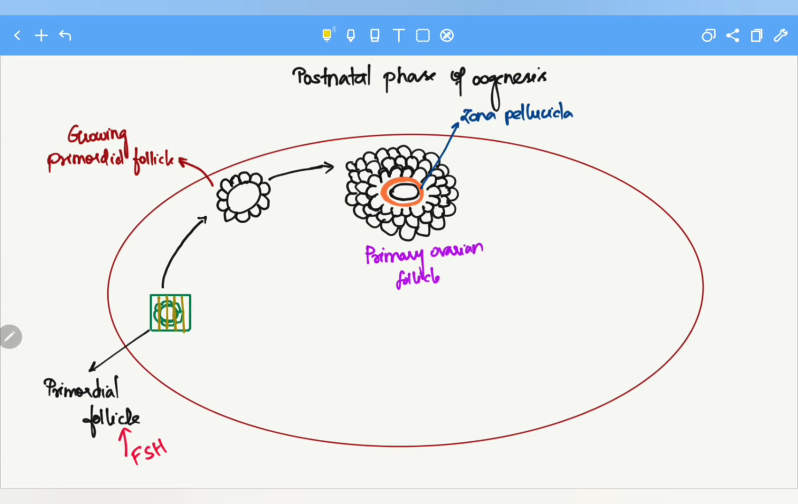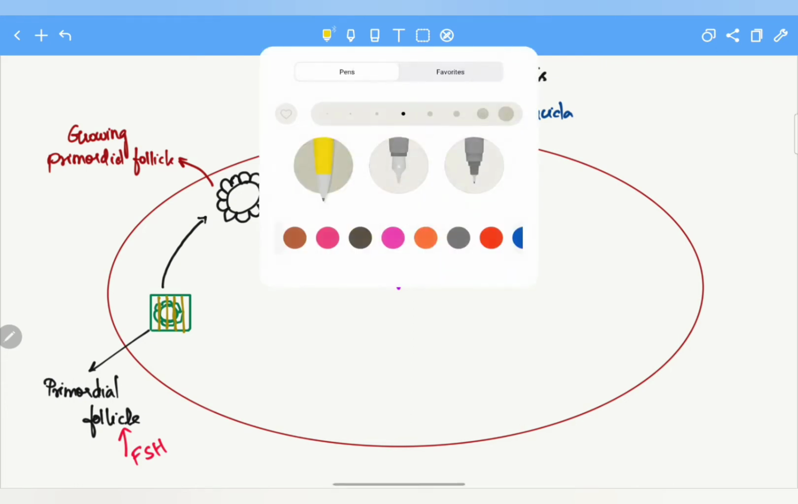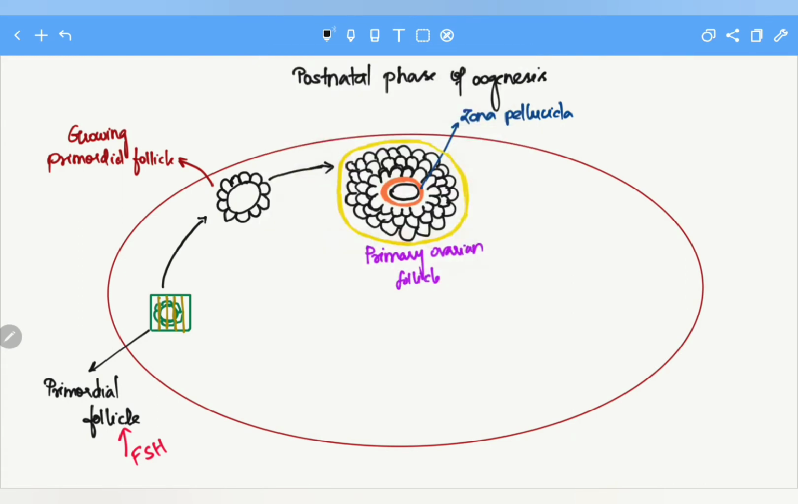In this stage another process also takes place. From the ovarian stroma, a connective tissue starts developing around the cuboidal epithelial cells, a specialized connective tissue which arises from the ovarian stroma. All these things take place in the primary ovarian follicle. Now it progresses to the next stage.